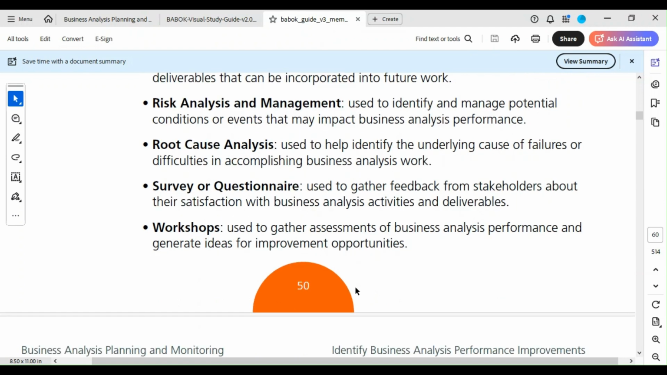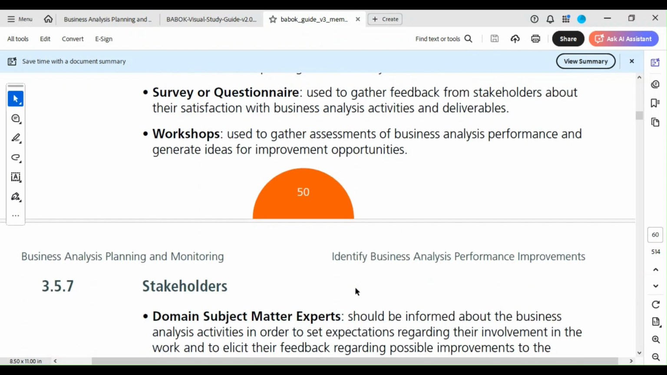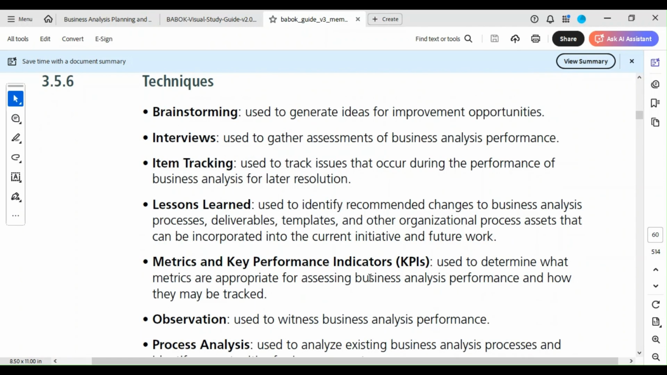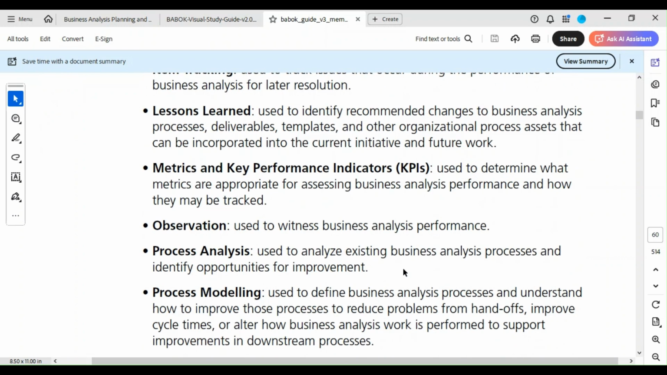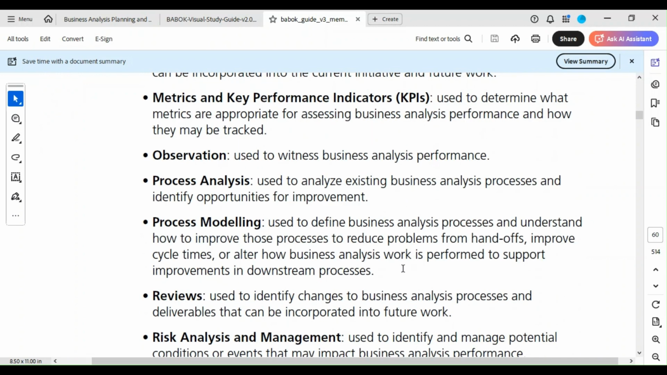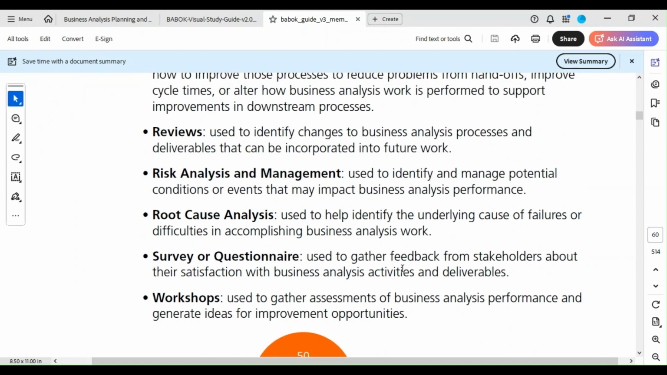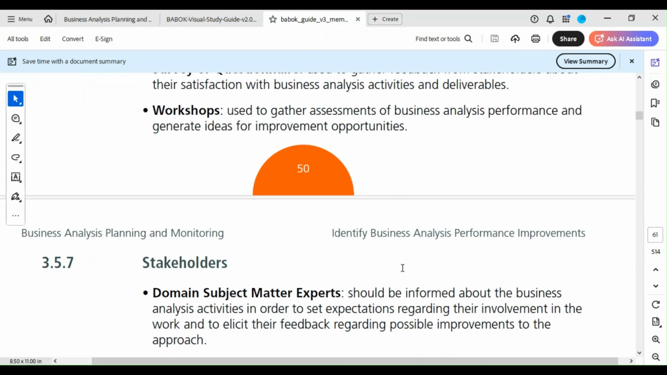Surveys or questionnaires, used to gather feedback from stakeholders about their satisfaction with business analysis activities and deliverables. Workshops, used to gather assessment of business analysis performance and generate ideas for improvement opportunities. So these are the techniques you are going to use for identifying your performance improvement: brainstorming, interviews, item tracking, lessons learned, metrics and key performance indicators, that's KPIs, observation, process analysis, process modeling, reviews, risk analysis and management, root cause analysis, surveys and questionnaires, workshops.